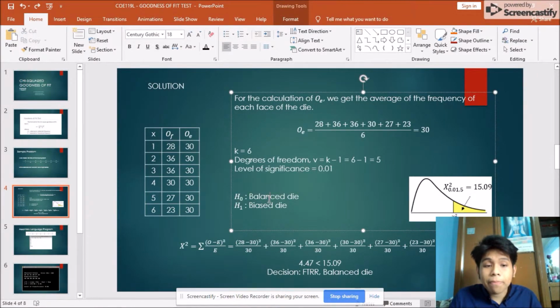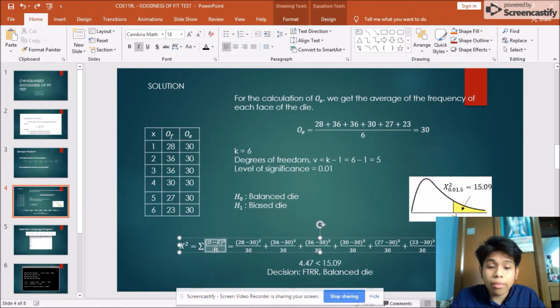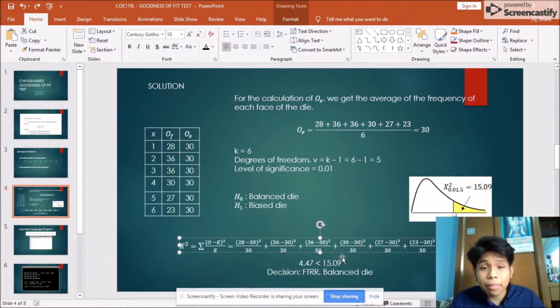So for the decisions, H sub O, our null hypothesis, the result will be the die is balanced. While for the alternative hypothesis, the die is biased. So putting the values into the formula, (O minus E) squared over E, this is the solution. It will come up with a result of 4.47. So for the result, 4.47 is less than 15.09.